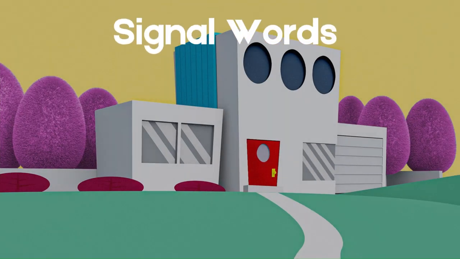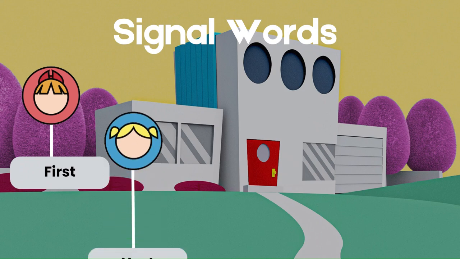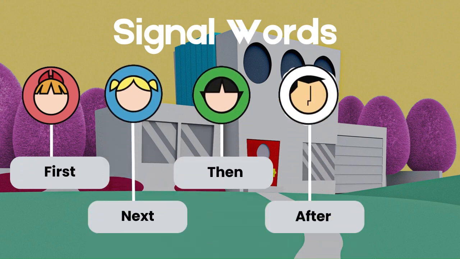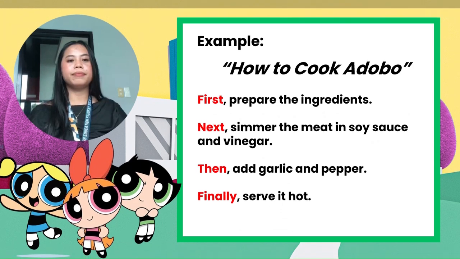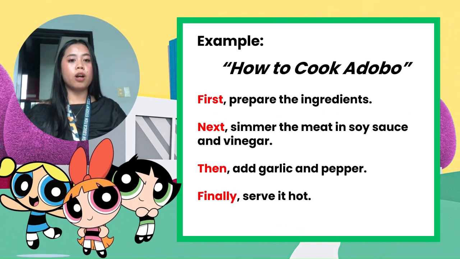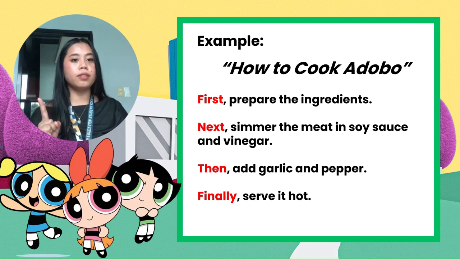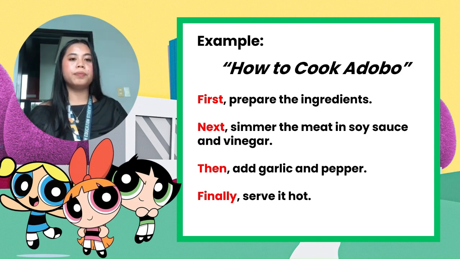The most common signal words that are used in this kind of structure are first, next, then, after, and finally. An example of this are cookbooks, which tell you how to cook. For example, how to cook an adobo. First, you have to prepare the ingredients. Next, you have to simmer the meat in soy sauce and vinegar or marinate it. Then add garlic and pepper. And finally, serve it hot.